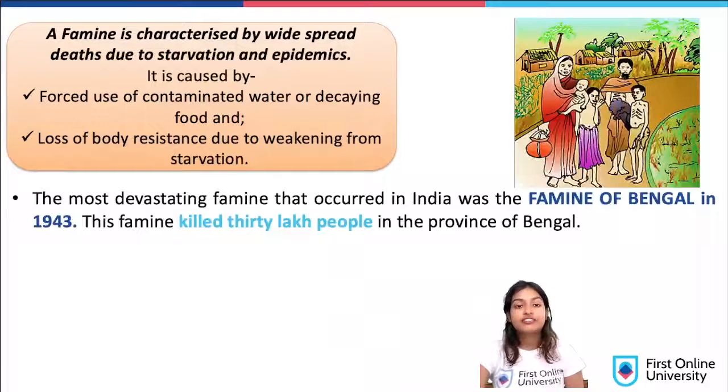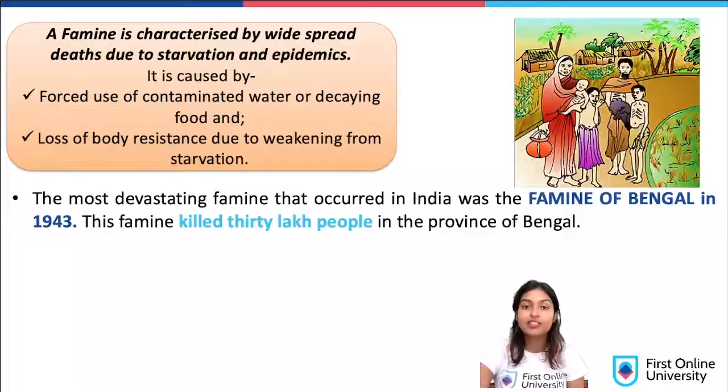The most devastating famine that occurred in India was the Bengal famine that occurred in 1943. This famine killed 30 lakh people in the province of Bengal itself. Just in this small area, it killed 30 lakh people. So you can understand what a big tragedy this must have been.